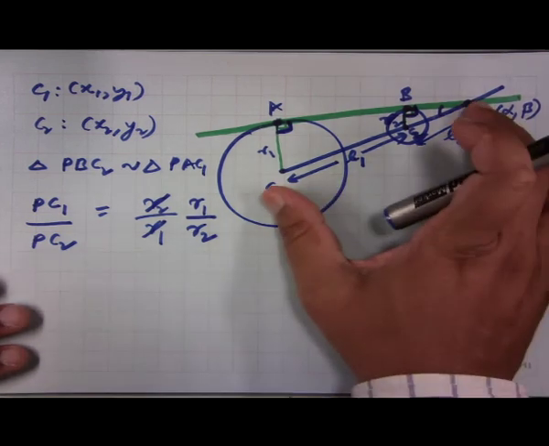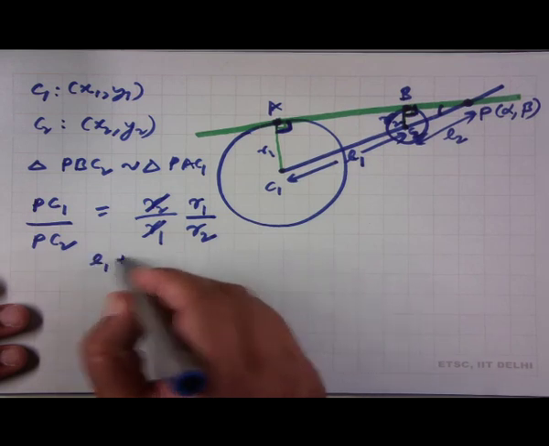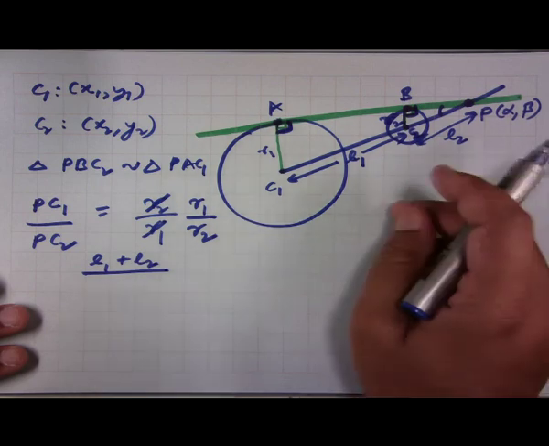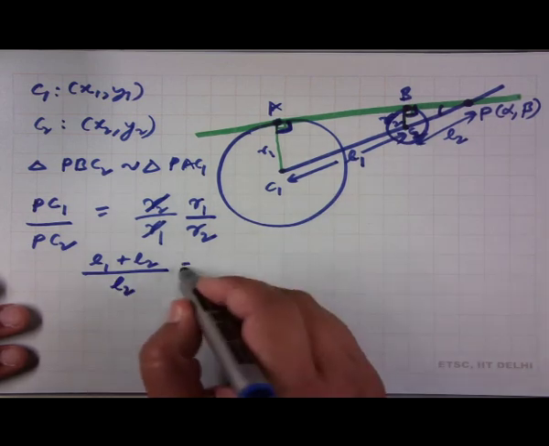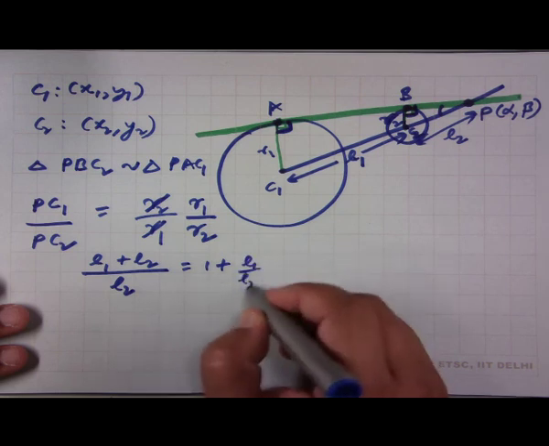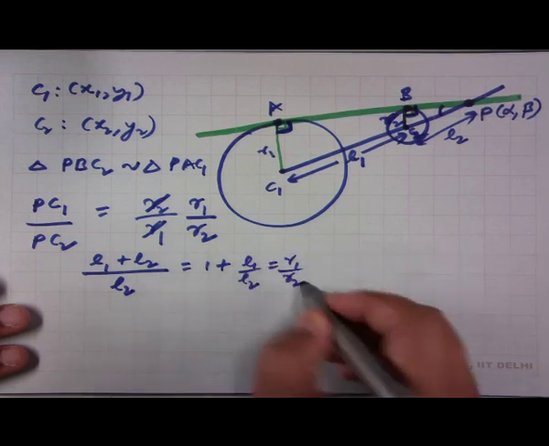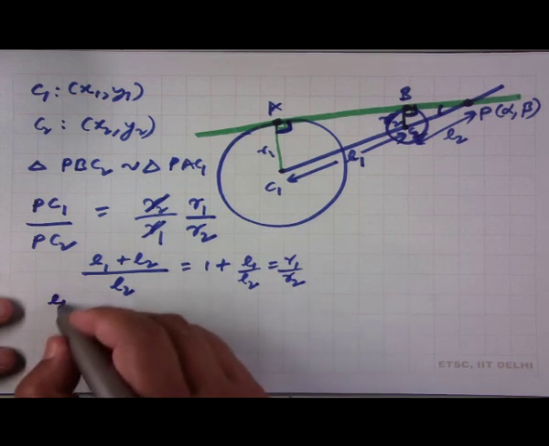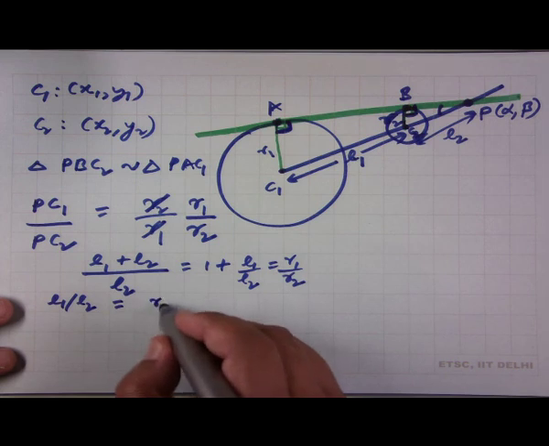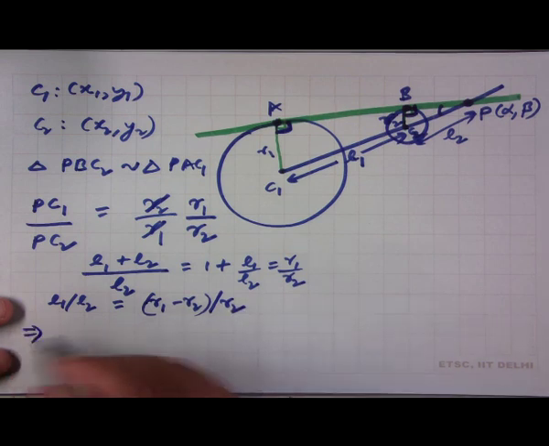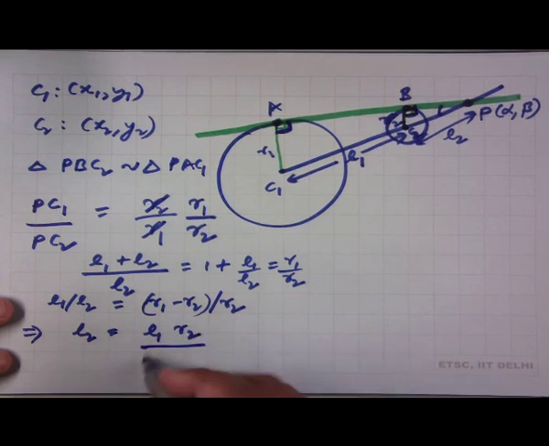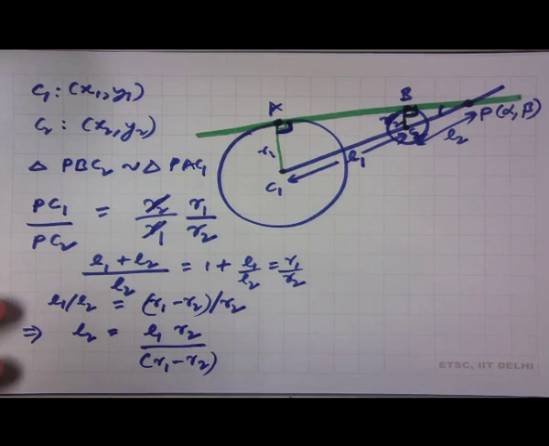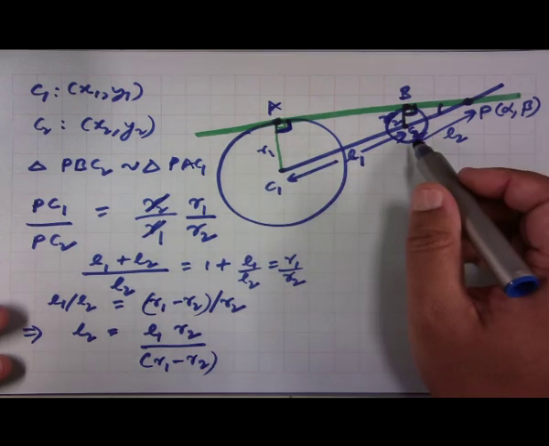Now, PC1 over PC2 is L1 plus L2 divided by L2, which is 1 plus L1 by L2, and that is R1 by R2. Therefore, L1 by L2 is R1 minus R2 upon R2, which implies that L2 is equal to L1 into R2 divided by R1 minus R2, and L1 is already known to us because the coordinates of the two centers are given to us.